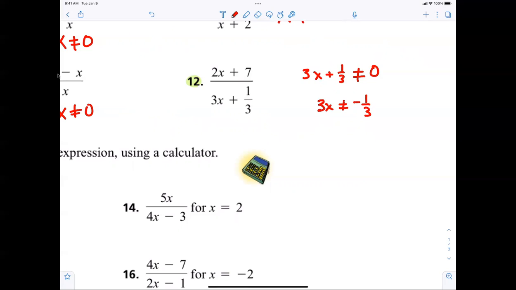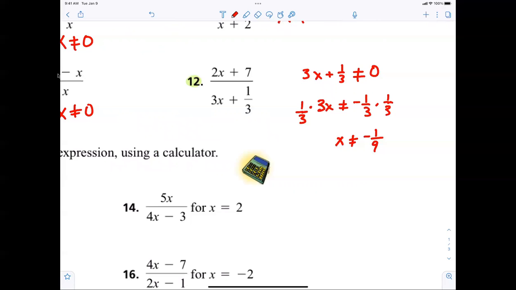Now, what do I do? Divide by 3, or I like multiply by the reciprocal. The reason I like multiplying by the reciprocal is because I'm dealing with fractions. So I'm multiplying by 1/3. So x cannot equal what? -1/9. All right, that's it.